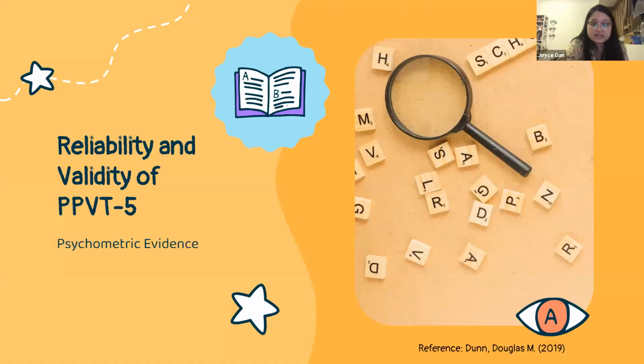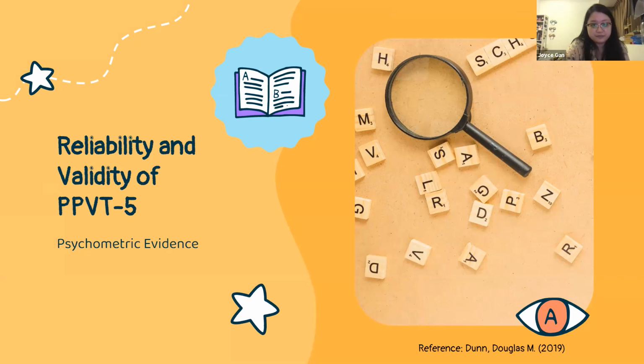Okay, when using a standardized norm-referenced measure such as the PPVT-5, the scores obtained must be reliable and valid indicators of performance in the area that the test measures. So the statistical properties provide evidence to support the test interpretations and the intended uses. This results in greater confidence in treatment planning.